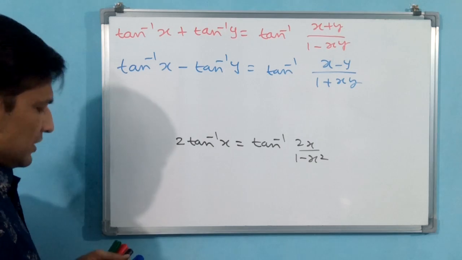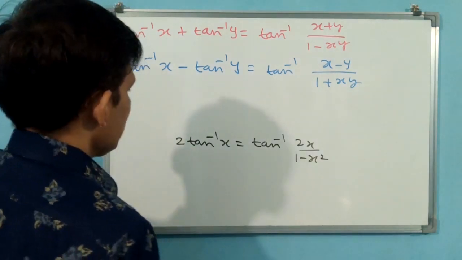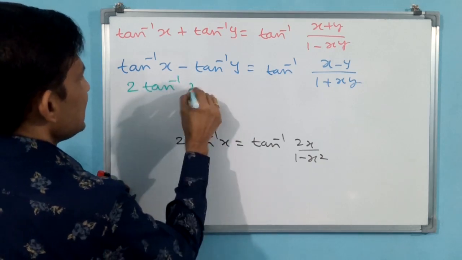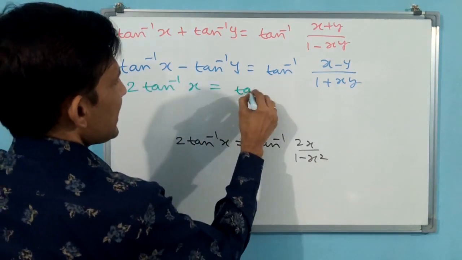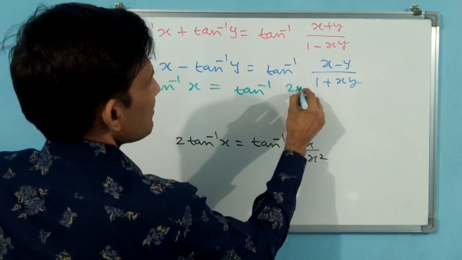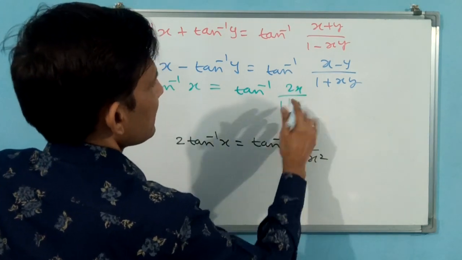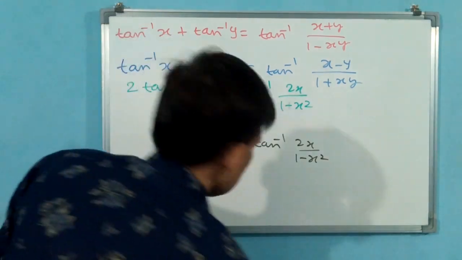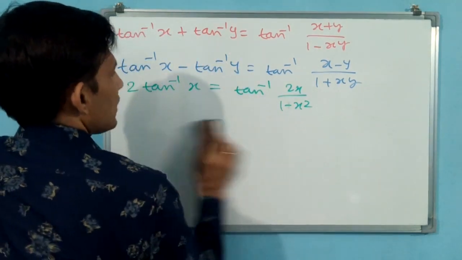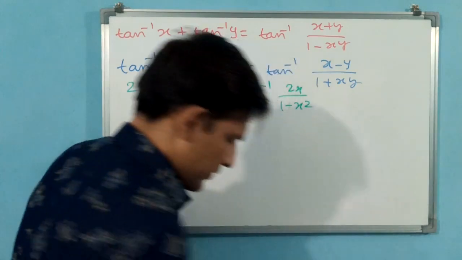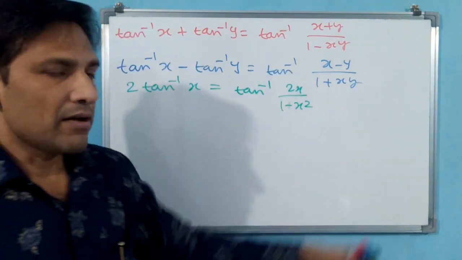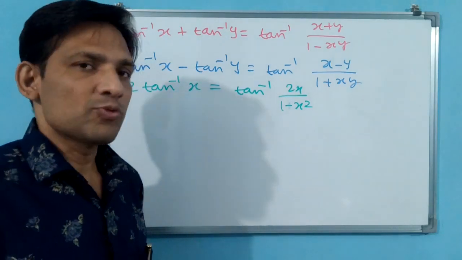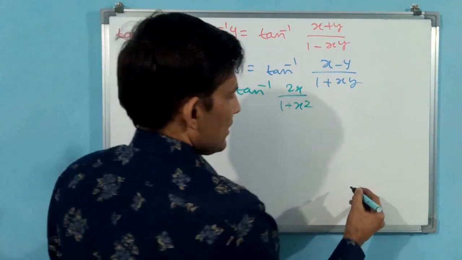What I am going to do, you see, I am writing like this. 2 tan inverse x is equal to this one, tan inverse of 2x by (1 minus x square). Okay. This formula also we have shown proof. Now what I am going to do here, I am writing this not inverse: sin 2a, cos 2a, tan 2a formula. Okay, you see.